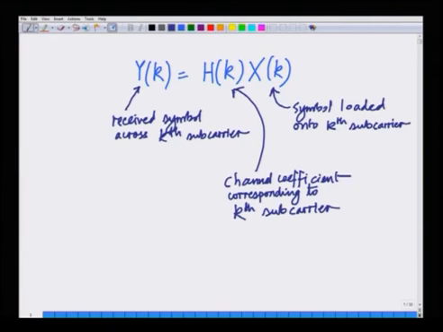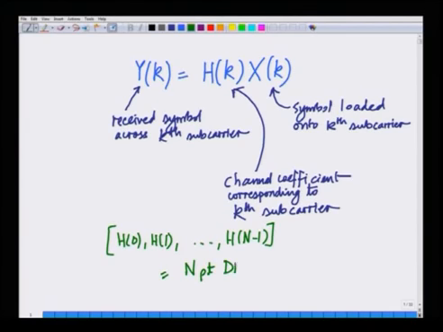And as I already pointed out, hk is the channel coefficient across the kth subcarrier, and h0, h1, up to hn minus 1 are nothing but the n-point DFT of the channel FIR filter, that is h0 up to hL minus 1, where the FFT is done after zero padding, since L is less than N.